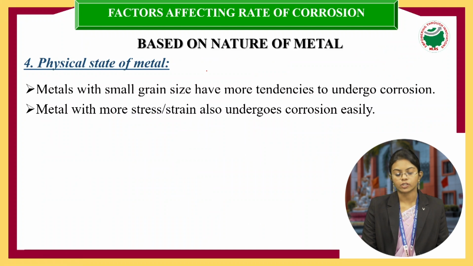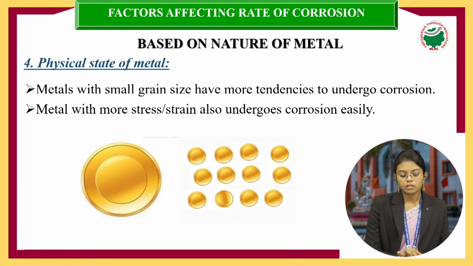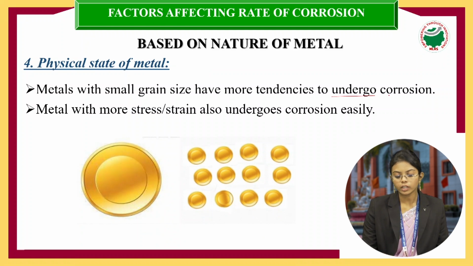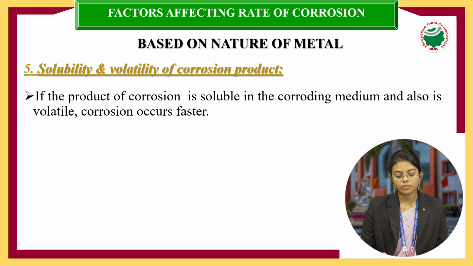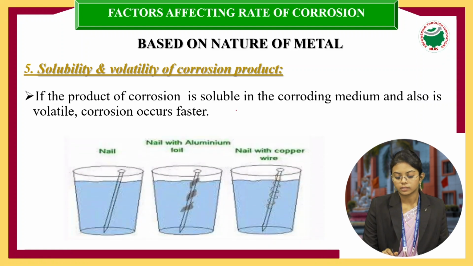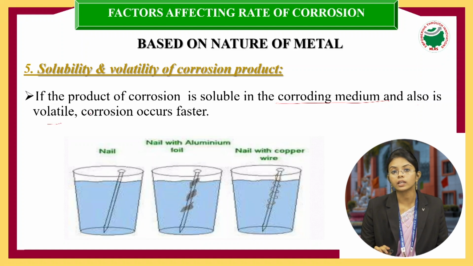Next is the physical state of the metal. Metals with a small grain size have more tendency to undergo corrosion. Metals under more stress and strain also undergo corrosion easily. Next we have the solubility and volatility of the corrosion product. If the product of corrosion is soluble in the corroding medium and also volatile, corrosion occurs much faster. Volatile means it can easily evaporate.